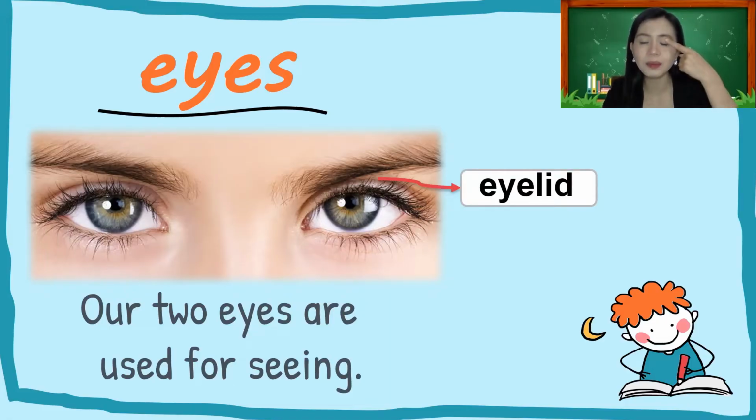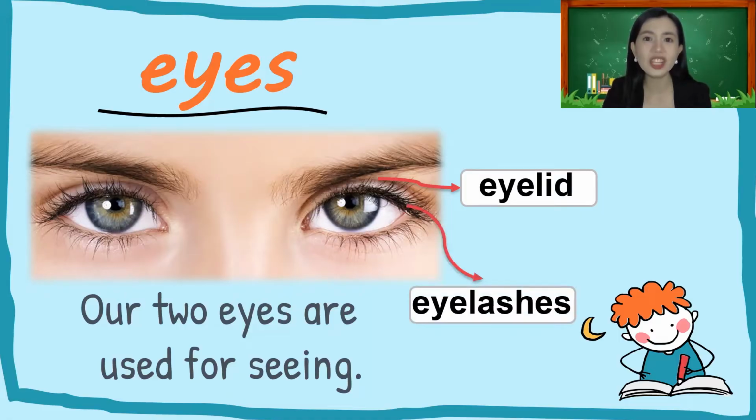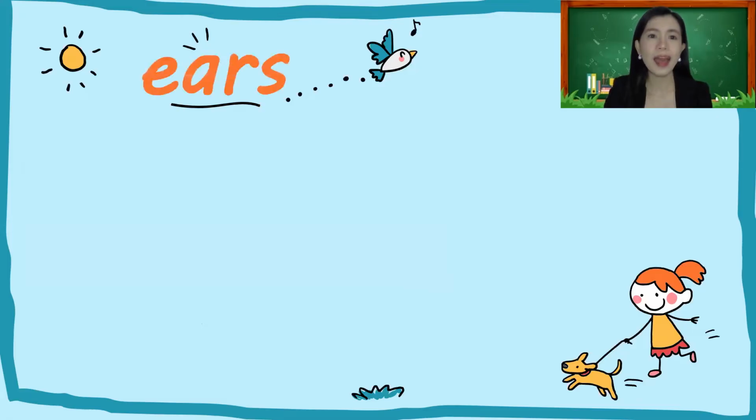It's this one. Now we also have eyelashes. These are the hair on the edges of your eyelid. Can you touch your eyelashes? It's here. They are the hair on the edges of our eyelids. Now we also have ears. Ears. Can you touch your ear? It's here and here. How many ears do you have?